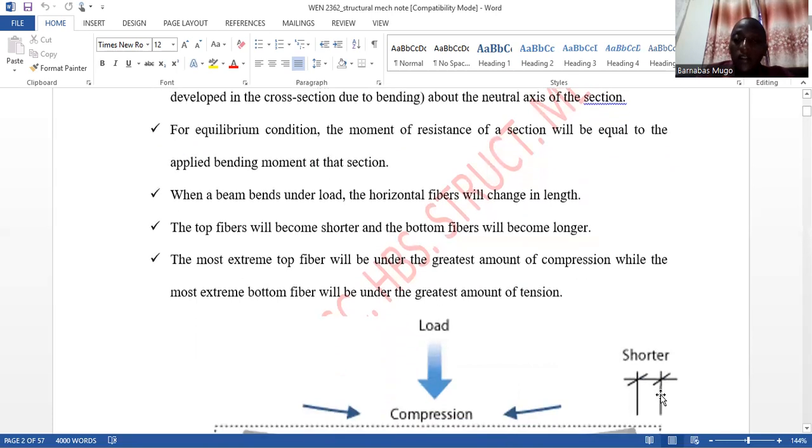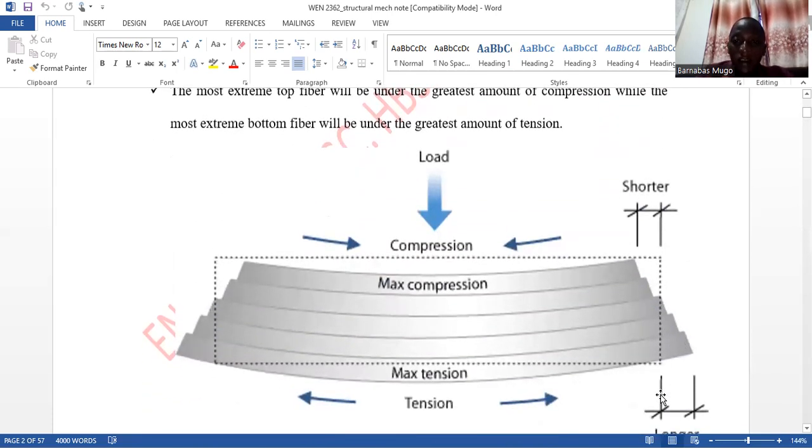And when we load the beam, as you can see in this diagram, or in that section of the beam, the topmost part of the beam is going to experience the force of compression, while the bottom part is going to experience the force of tension.